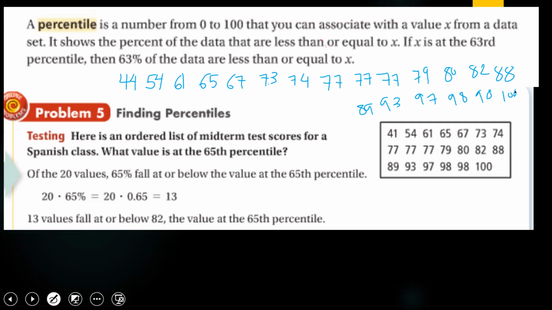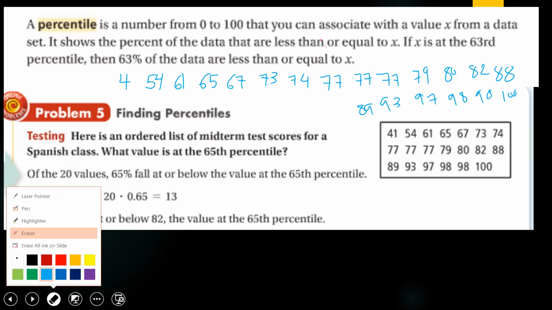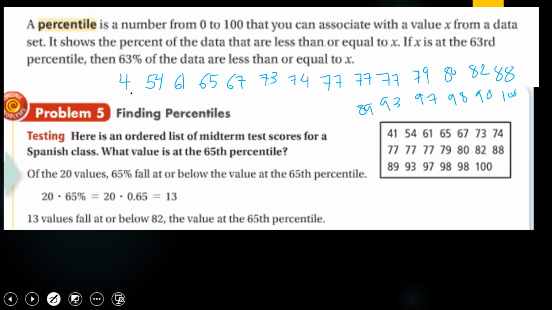That means I am a Spanish language teacher, and I want to find now how many students are under the 65th percent of the class. Oh, teacher, yes, miss, you wrote 44 instead of 41. Okay, thank you. So here now I want to find the value at which 65% of them are below.